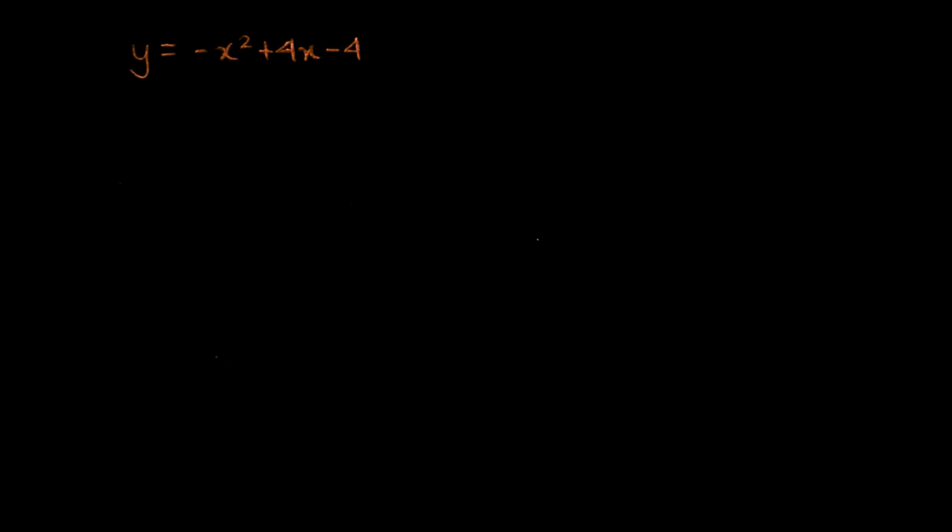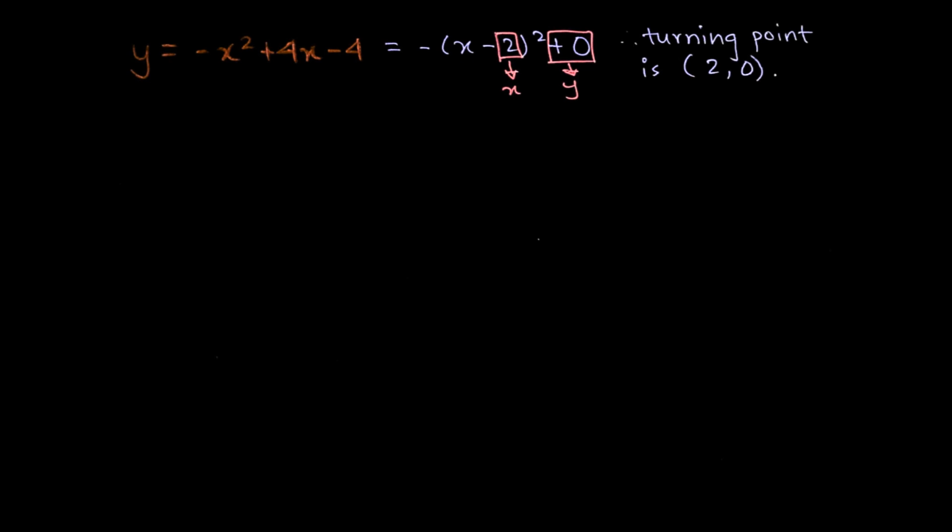Our next example is y = -x² + 4x - 4. At first, we'll express it in the completed square form to find out the turning point. From here, the completed square form is y = -(x - 2)² + 0. From here, the turning point is (2, 0).